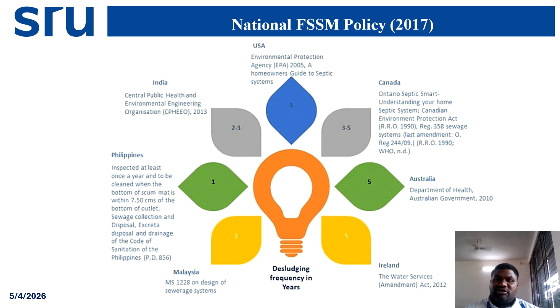In America it is around 3 years, Canada 3 to 5, Australia 5 years, Ireland 5 years, and Malaysia is around 2 years, and Philippines 1 year. This is the desludging frequency in years for the different countries.